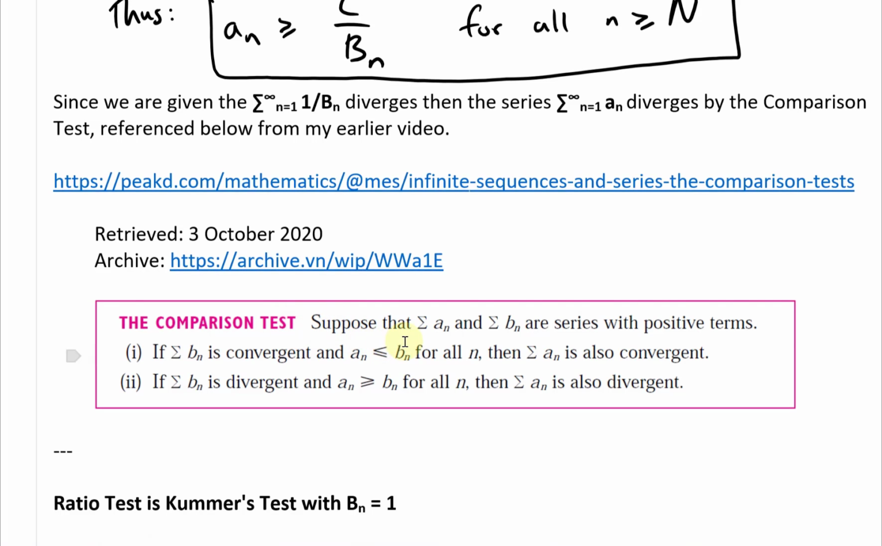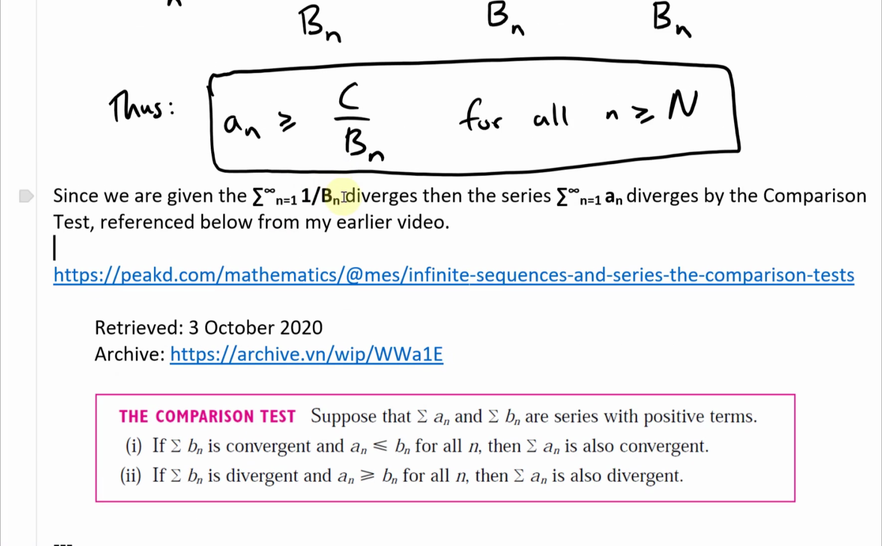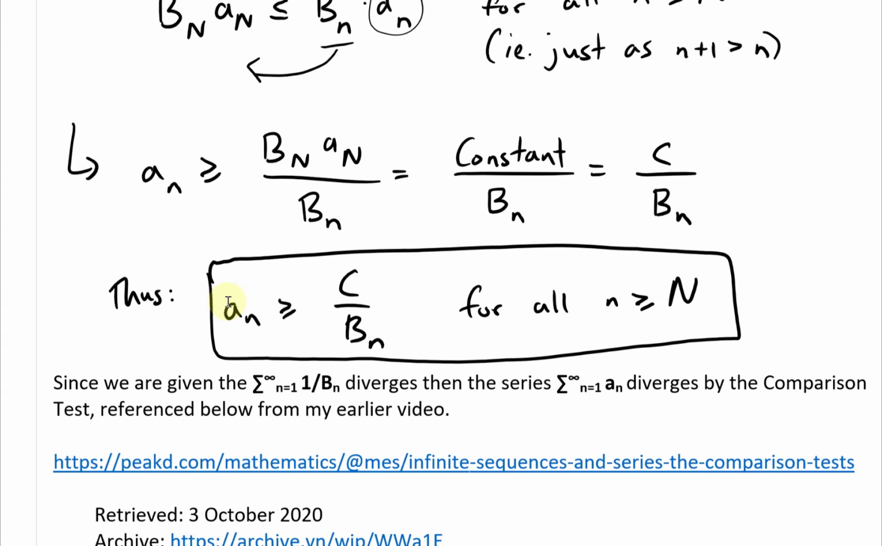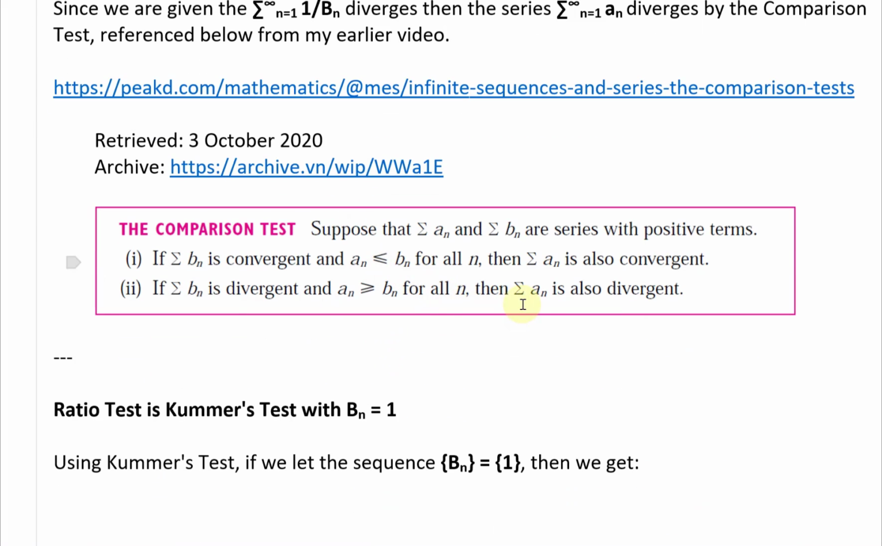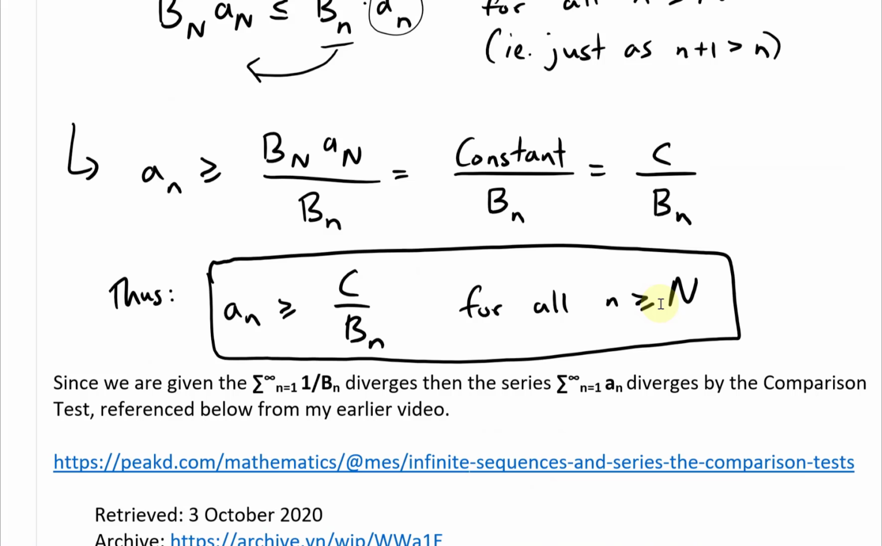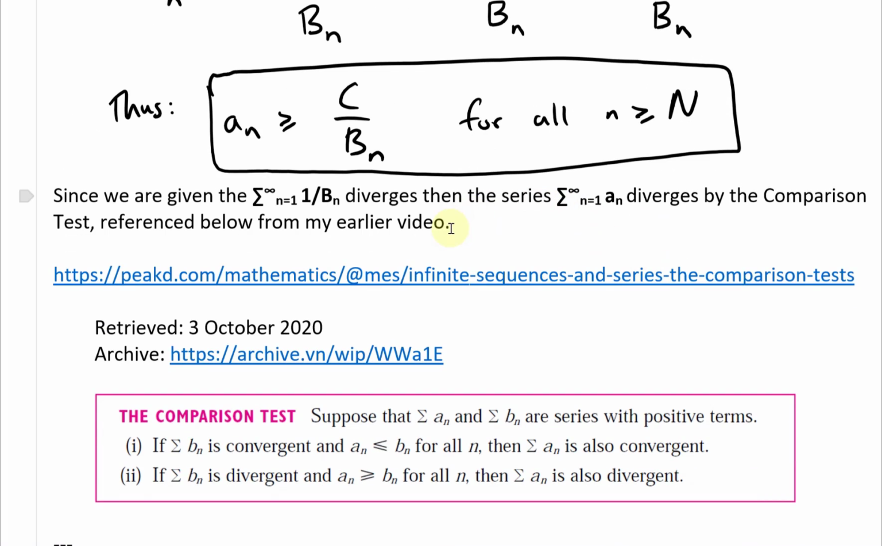Here's the comparison test. Suppose that the series an and bn are series with positive terms. If the series bn is convergent, and an is less than or equal to bn for all n, then the series an is also convergent. But in our case, the series bn is divergent, so that's our case right here, 1 divided by bn, and these are all positive because these are positive constants, and an is greater than or equal to bn, so that's what we have right here. For all n, but in our case, just for all n greater than or equal to capital N, because all that matters is the limit as it goes to infinity. We're not looking at it locally.